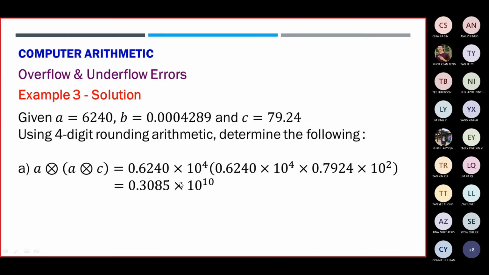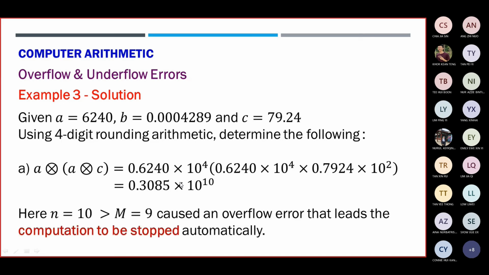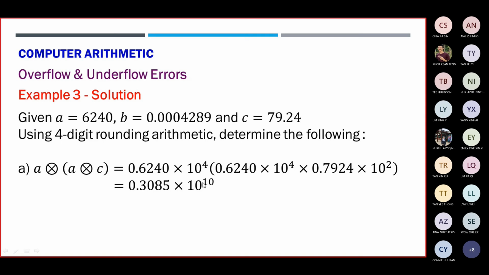Always remember the steps. Take a look at the second example. Before that, we're going to identify whether the 10 is underflow or overflow. As we know, the range is already given: the exponent number must be between -9 to 9.